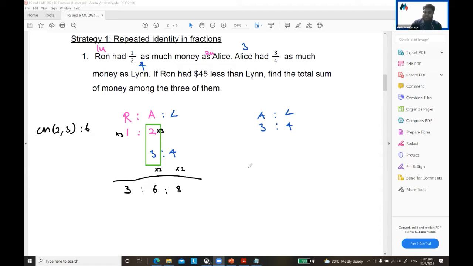So now your new ratio of Ron to Alice to Lynn is 3 to 6 to 8. Now let's look at the next set of information. If Ron had $45 less than Lynn, find the total sum of money among the 3 of them. So this becomes easy.